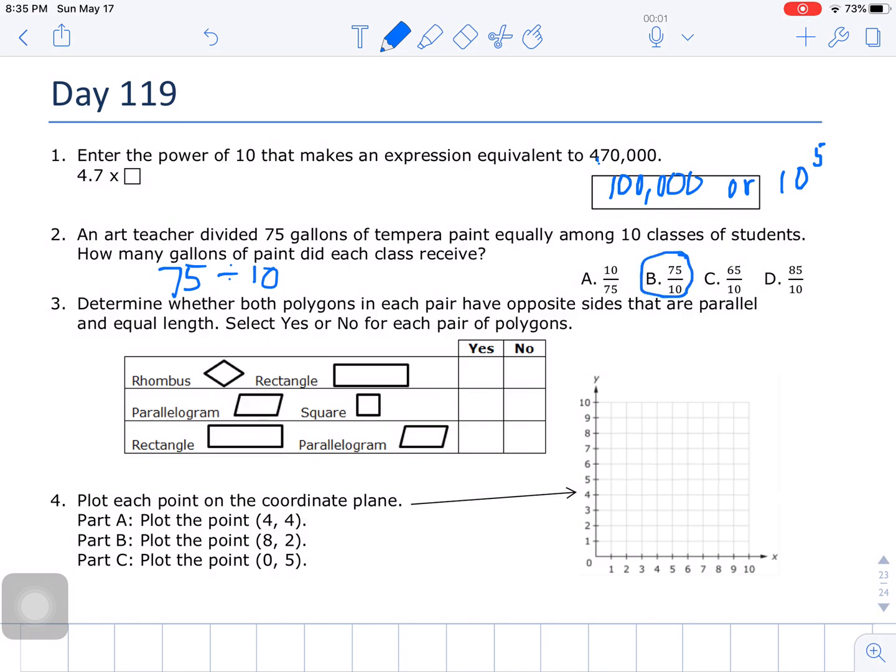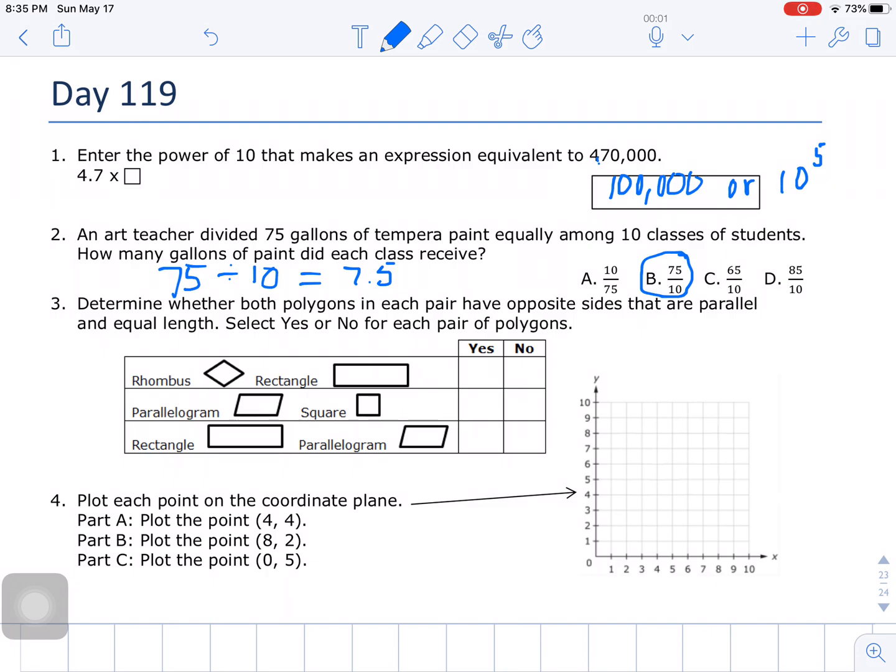It is B. And we can check that because I know that 75 divided by 10, I'd shift every digit one place to the right, and I'd have 7 and 5 tenths, right? And I know that 75 over 10 is 7 and 5 tenths. So, there we have it.